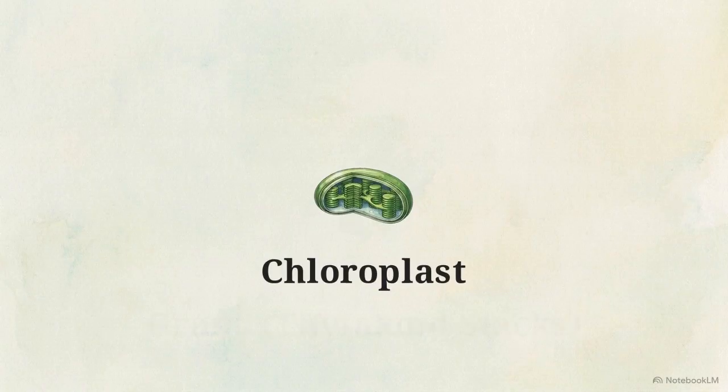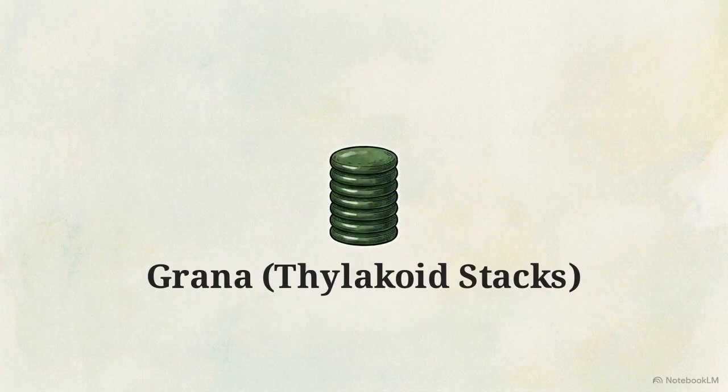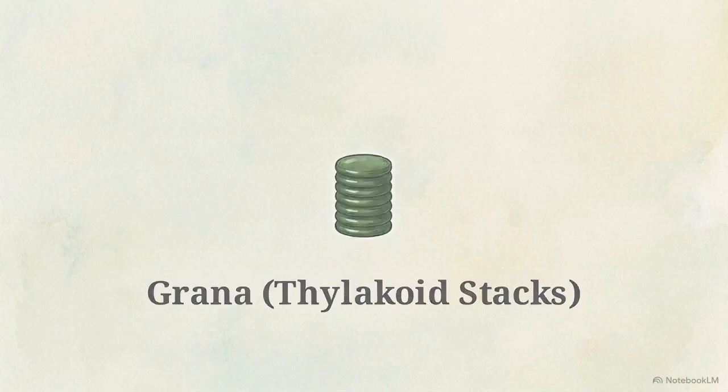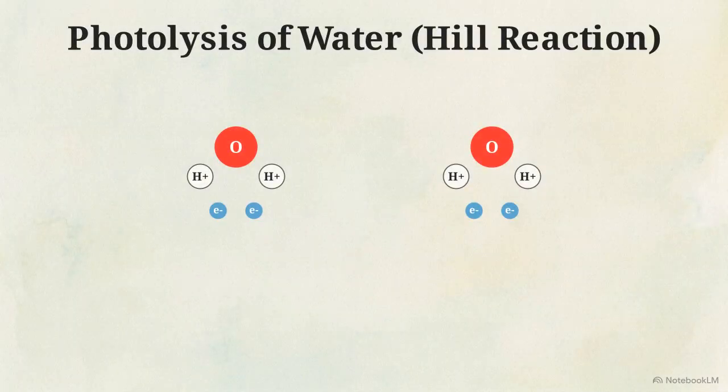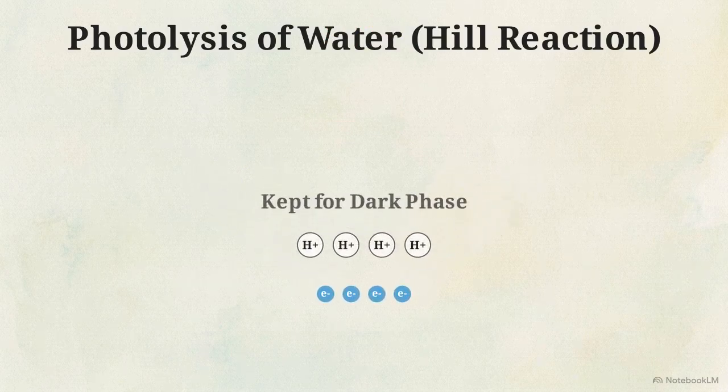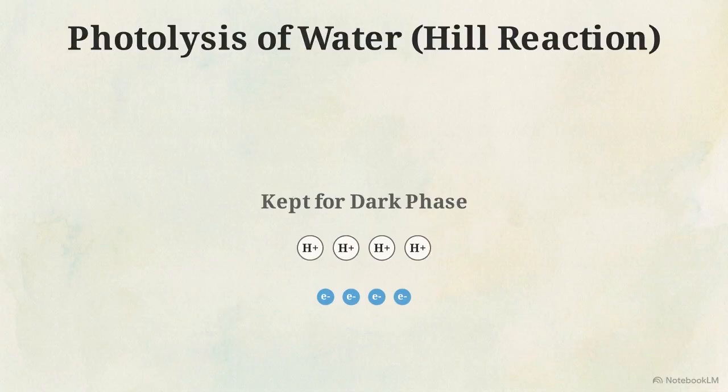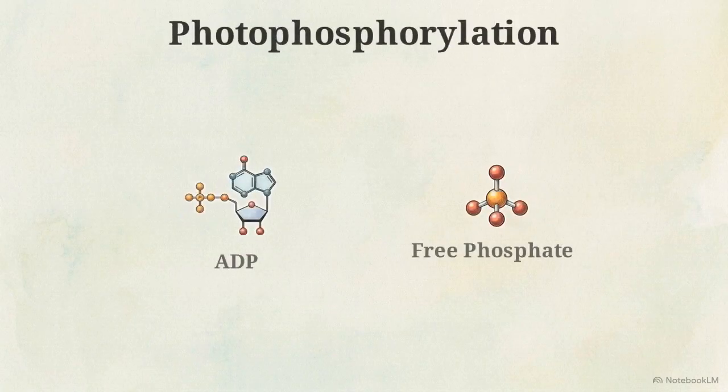The first is the light phase. This begins in the stacked structures called grana, where photons hit the green chlorophyll pigments and excite their electrons. That trapped light energy is used for the photolysis of water, also known as the Hill reaction. The energy splits water molecules apart. The oxygen gas is released as a waste product, while the hydrogen ions and electrons are kept inside the chloroplast for the next steps.